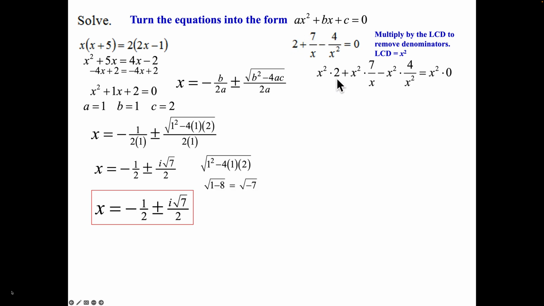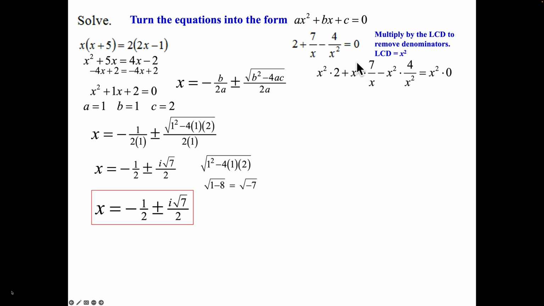So 2 gets multiplied to the x squared. The 7 over x gets multiplied by x squared. The 4 over x squared gets multiplied to x squared. Even the 0 gets multiplied by x squared. But we know if we multiply by 0, that will stay 0. And then on the left side, x squareds will cancel.